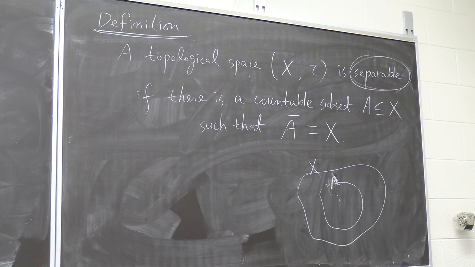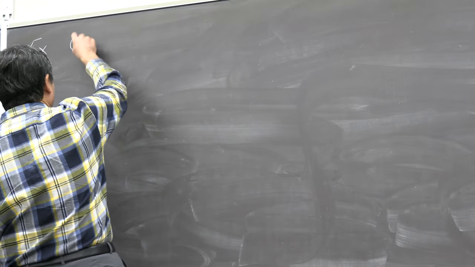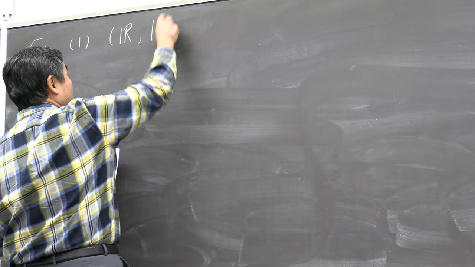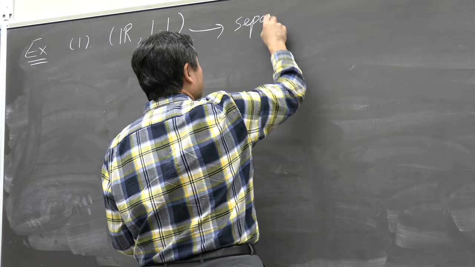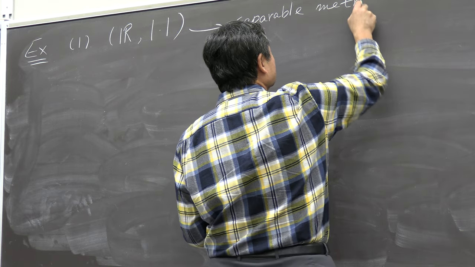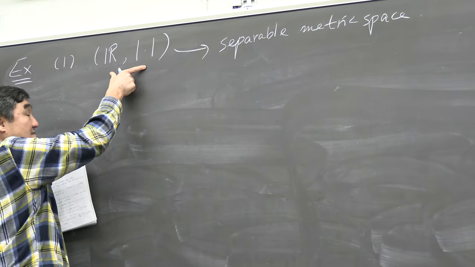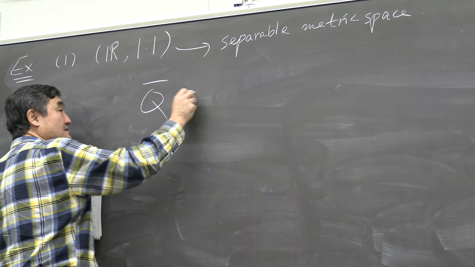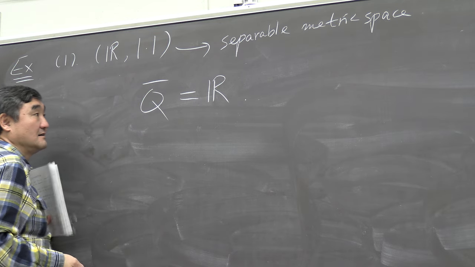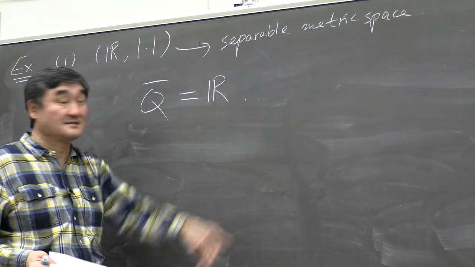And we had two nice examples of separable metric spaces. The metric space is a special case of topological space. First of all, the whole real number line with the absolute metric is a nice example of a separable metric space. What is its countable dense subset? It may be the set of all rational numbers, Q. If you take the closure of the set of all rational numbers, then that covers the whole real number line R.